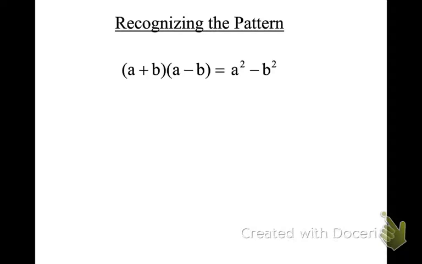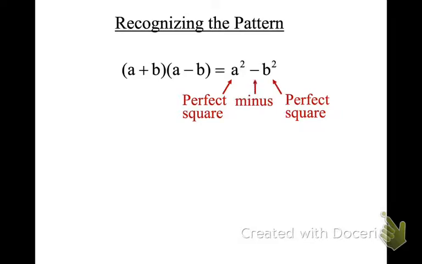And why does that exist? Because the inner and outer terms are eliminated. This is called a difference of squares. Again, it's a perfect square minus a perfect square. Please make sure this is all in your notes. Pause the recording.